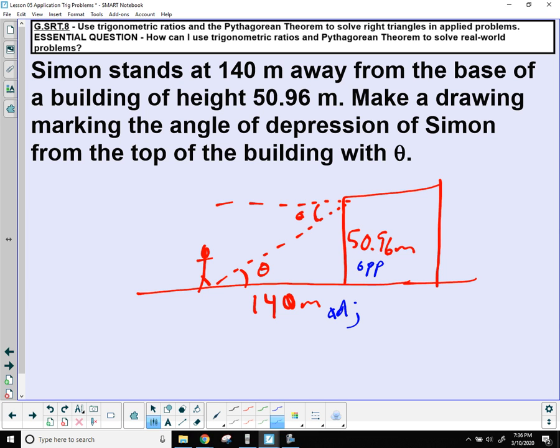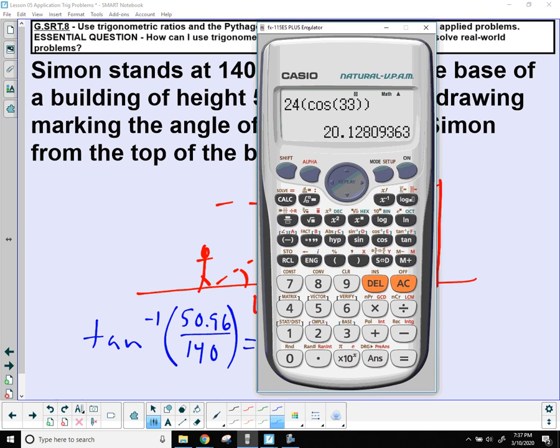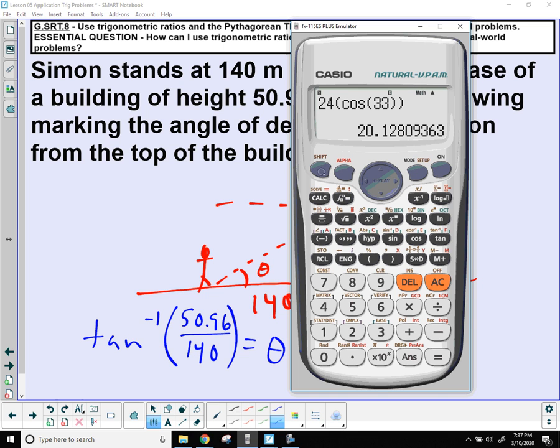And I can only think of one trig function that uses adjacent and opposite, which is tan. And since we're looking for the angle, we got to use the inverse. So plug in the ratio, opposite over adjacent. That's going to give you your theta. So get your handy dandy calculator. And we need that shift, tangent inverse, fraction key, 50.96 over 140. I'm going to close the parentheses here.